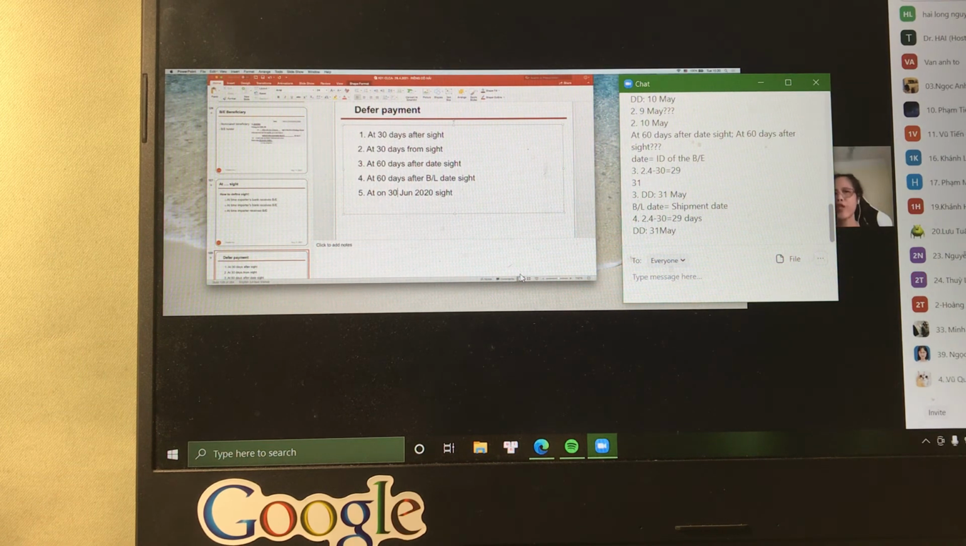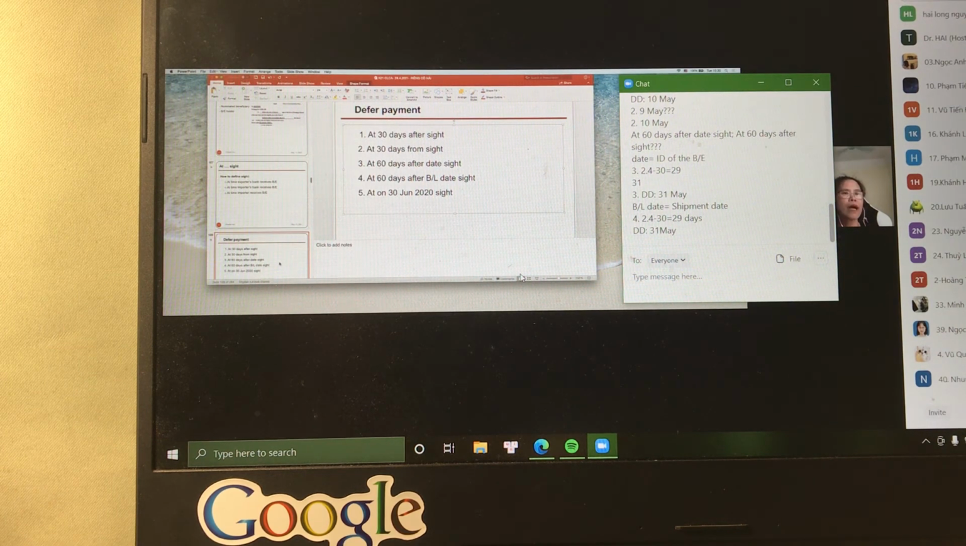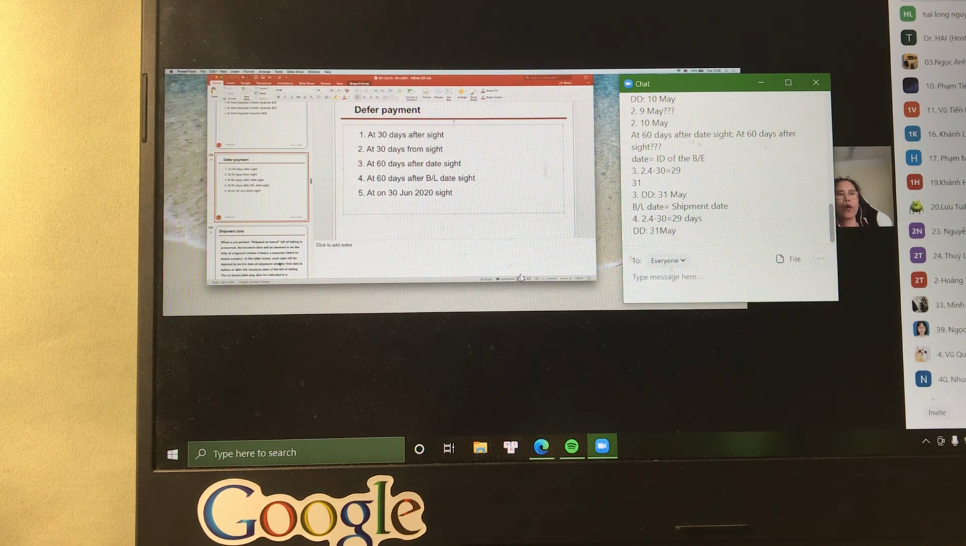That is the definition. Okay, so we have many different ways to determine the due date when we use deferred payment, as opposed to at sight payment. Okay, so now I have a question for you. I think I have some question.